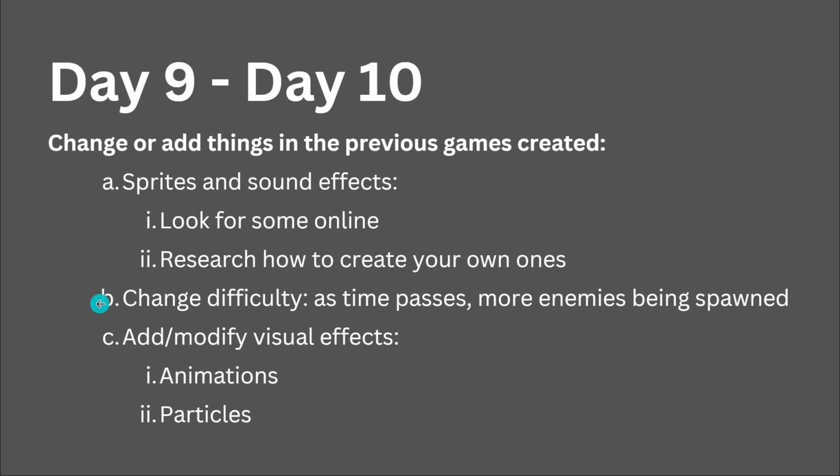Then another thing that you can do is to change the difficulty of the game. All the games that you have created, at least the ones that I suggested creating for you to learn within these 10 days, don't have any kind of change in the difficulty. So for example here, what you could do is, okay, as time passes, there should be more enemies being spawned. And this is actually quite easy to do with just a timer node and a couple of lines of code. But still, this is going to be something that will add a lot of thinking on your own that will help you learn more and more.